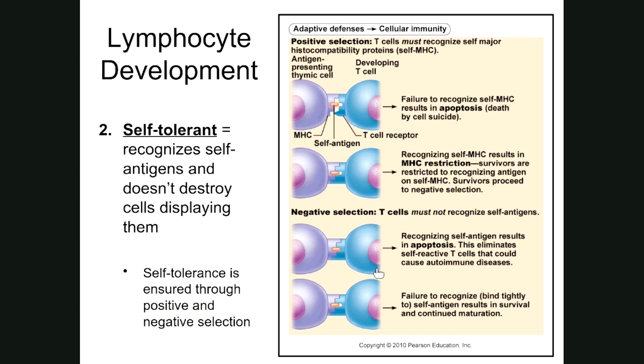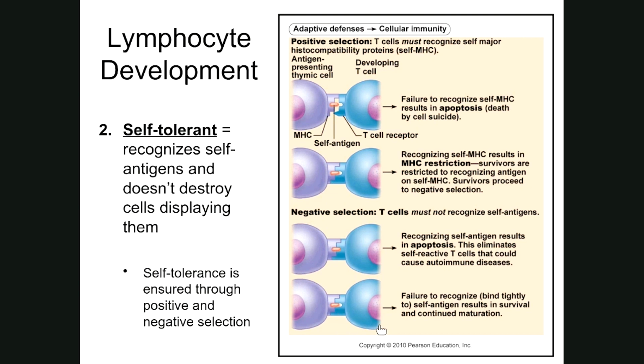If you look at this picture down here, so this fourth picture, this is what we want to happen in negative selection. We've got our APC, it's got the class 1 MHC that it's displaying. Our developing cell recognizes the class 1 MHC. Again, that means it's binding to it like a lock and key. However, it does not bind like a lock and key to that self-antigen. So it's not going to activate against cells that are displaying self-antigens.